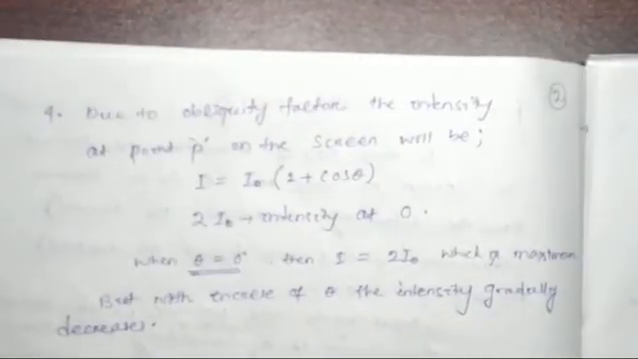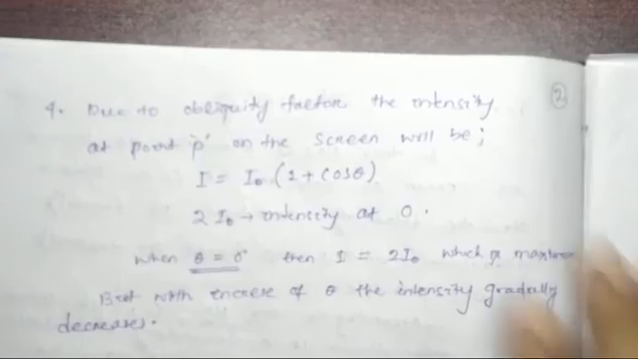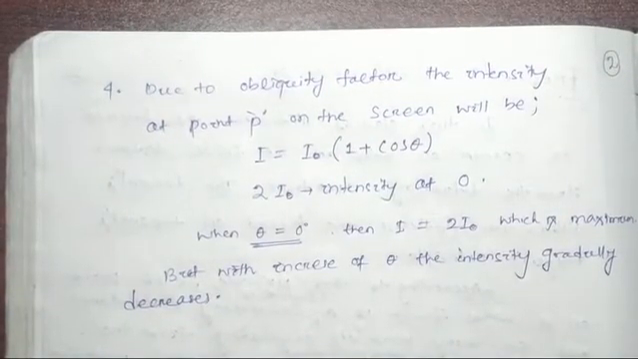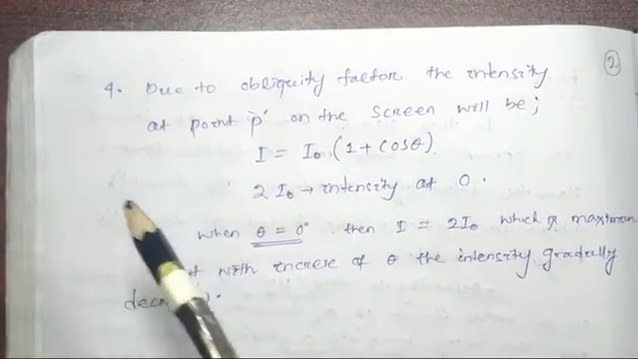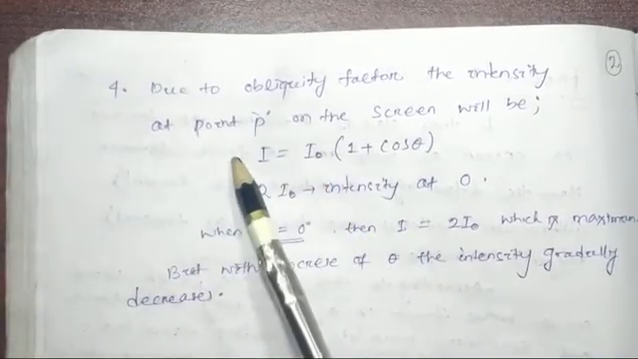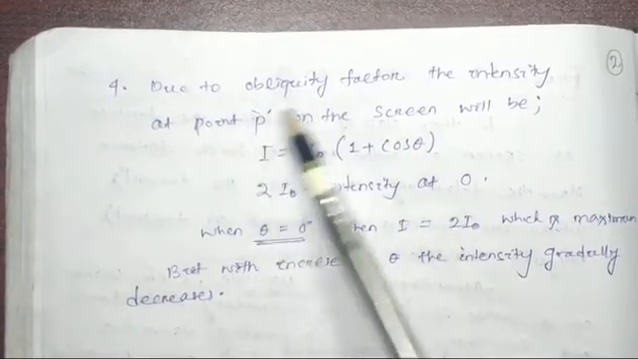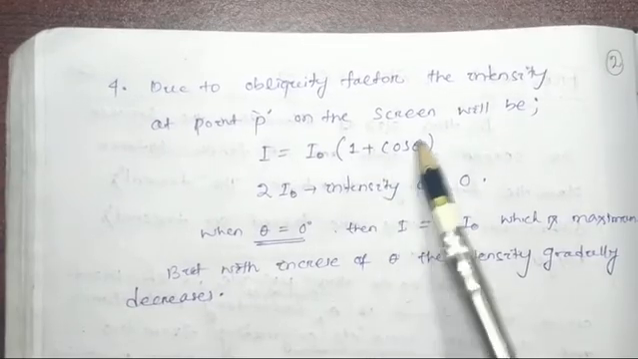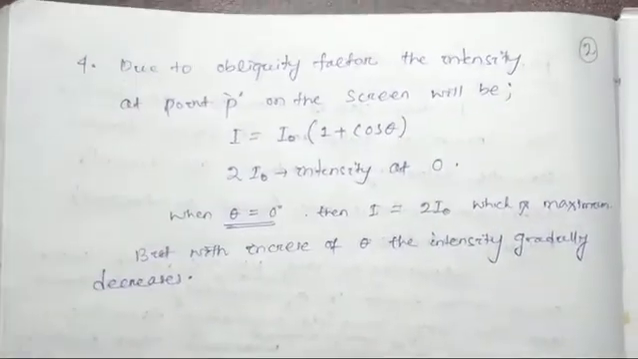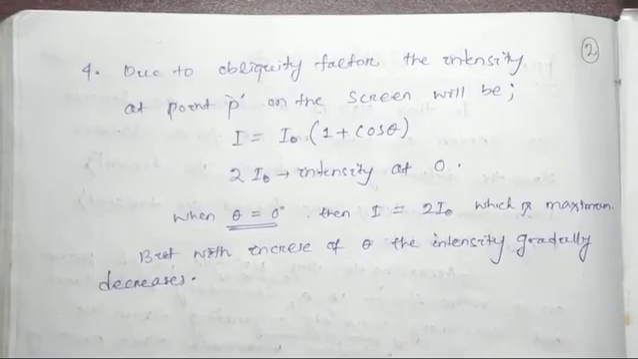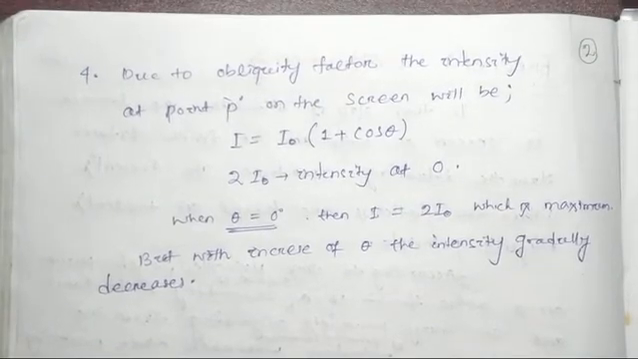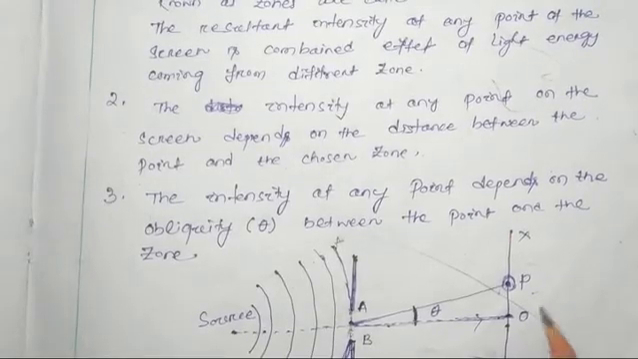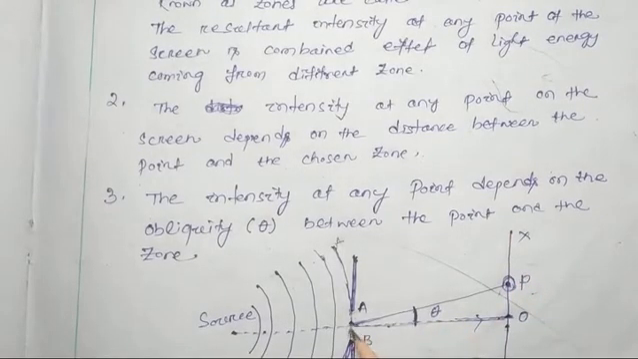So here this obliquity factor is written by an equation. The intensity due to the obliquity factor, if we consider the intensity at point P, is calculated by this formula: I0 into (1 plus cos theta), where theta is the angle between the point and the slit.